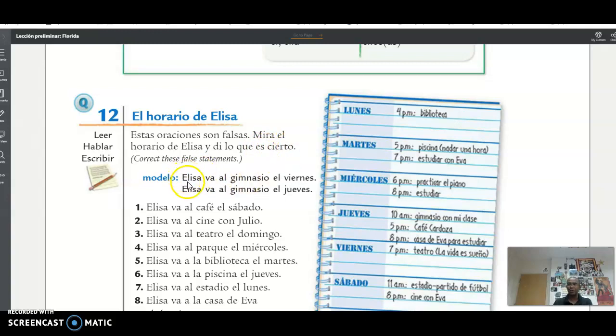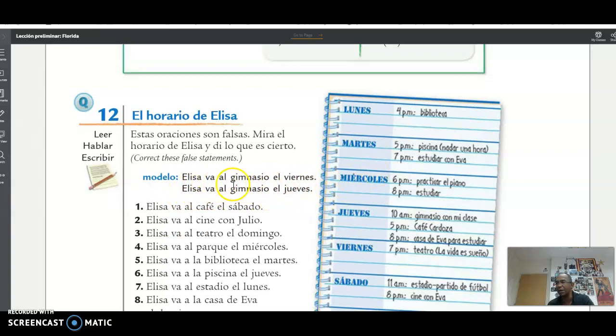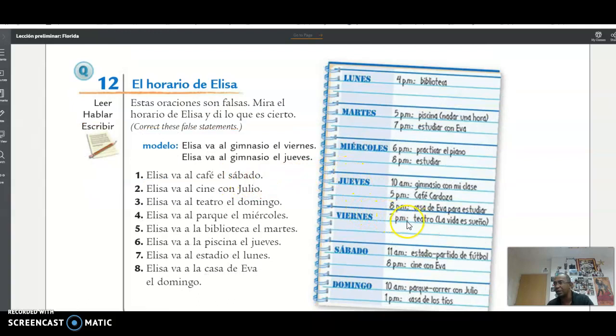For example, Elisa va al gimnasio el viernes. Elisa va al gimnasio el jueves. Let's see if Elisa va al gimnasio el viernes. Elisa va al gimnasio, no. A las 7 va al teatro. Va al teatro. That's false, right? So what is the correct one? We have to correct it. Elisa va al gimnasio el jueves a las 10. See that? 10 a.m. Gimnasio con mi clase. Muy bien.